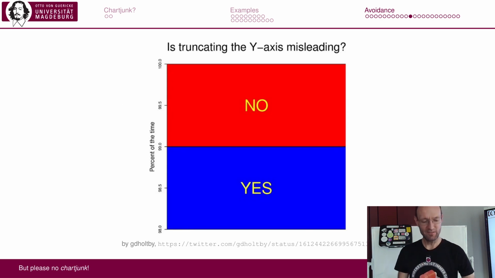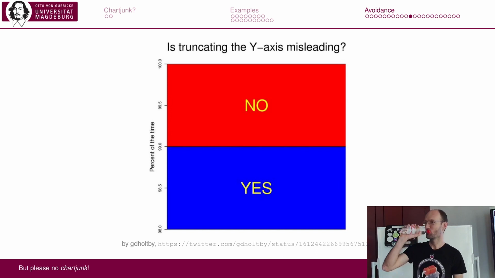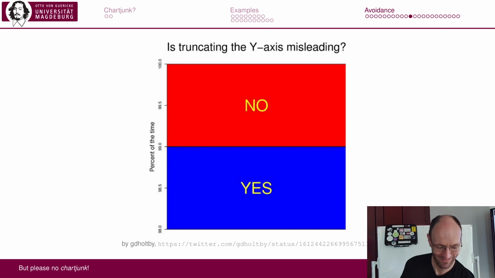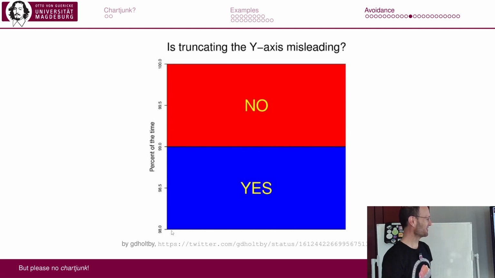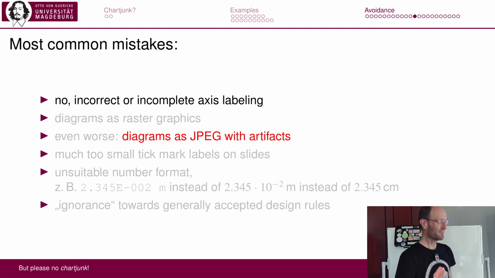So is truncating the y-axis misleading? Yes, it is, in many cases. Here I've made the same mistake, but I just copied this, I need to reproduce this. So the y-axis here is starting at 98%. That's why, yes, it is misleading.